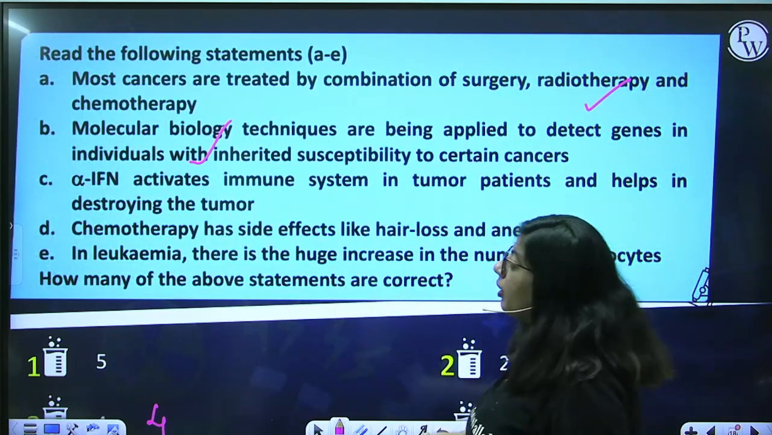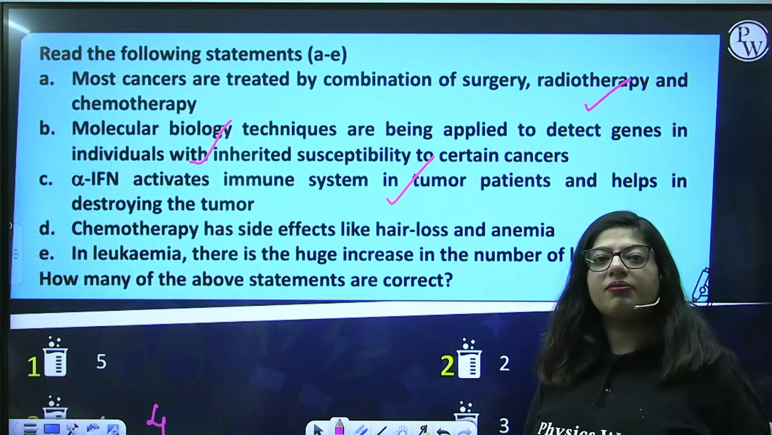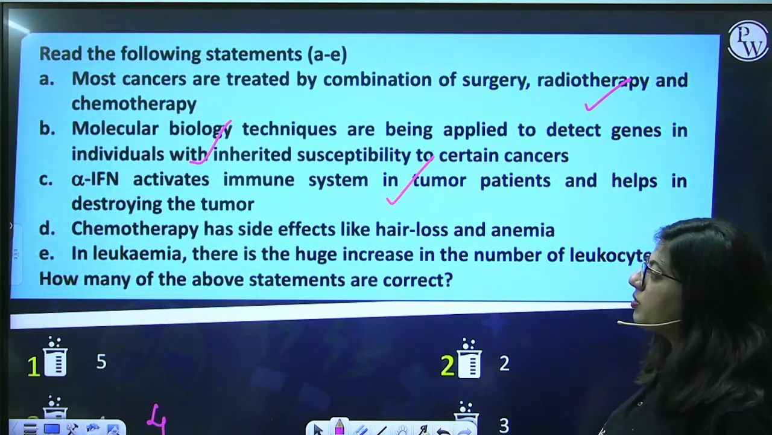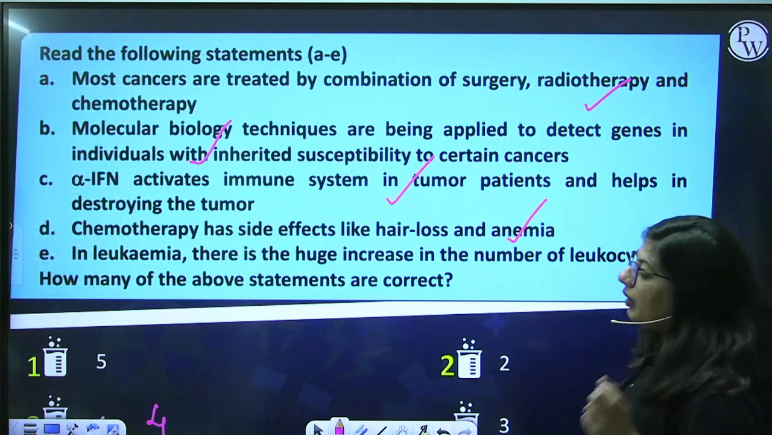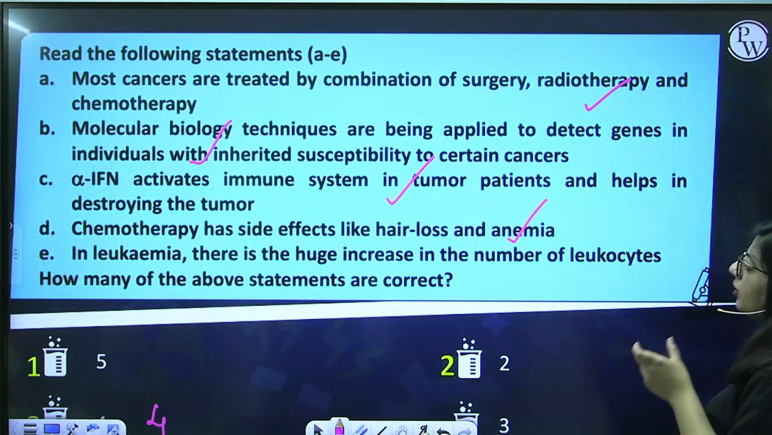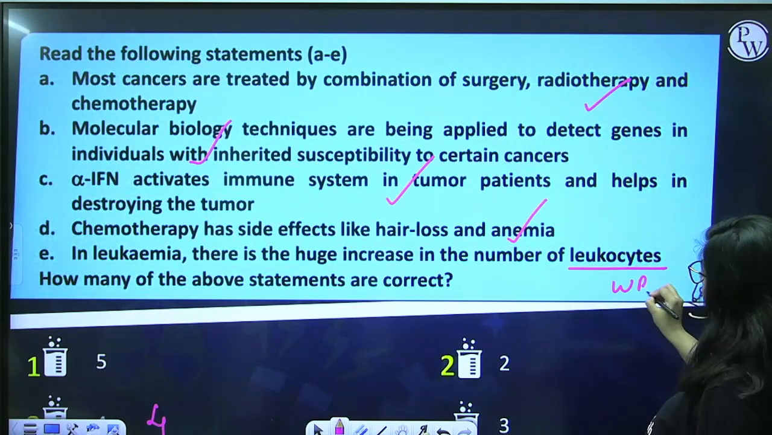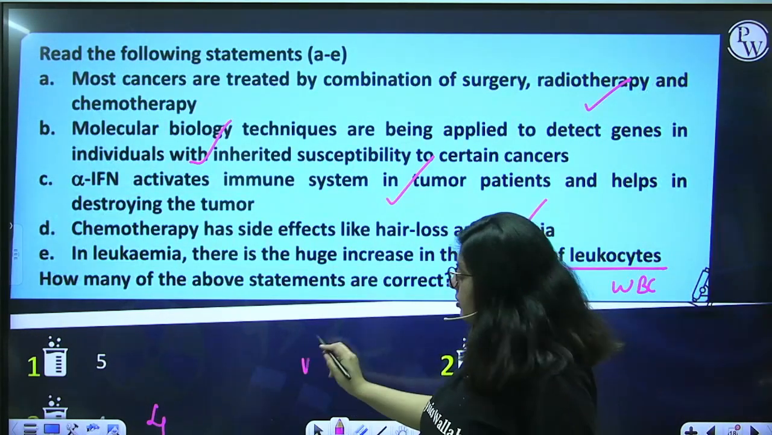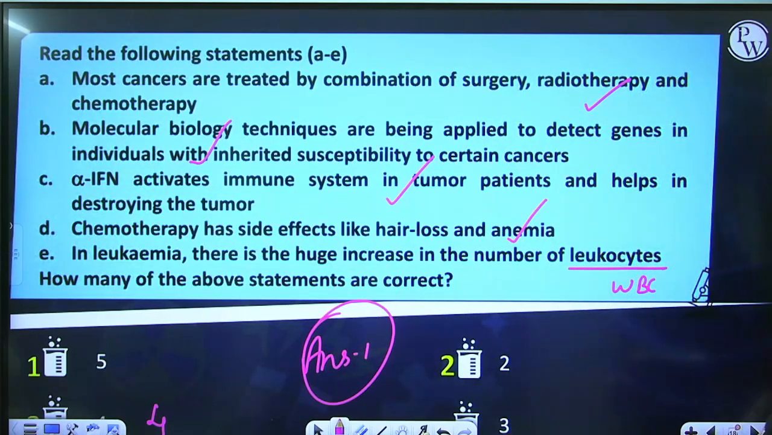So this is true. Yes, interferons enhance the immune system and they're usually given to patients so that tumor cells can be killed. Chemotherapy does have side effects like that. And in leukemia, there is a huge increase in the number of leukocytes. What are leukocytes? WBCs. So all the statements are correct. So the answer is 1. Okay, next.